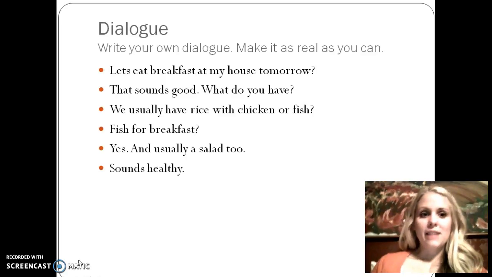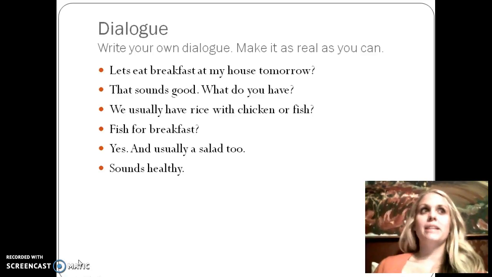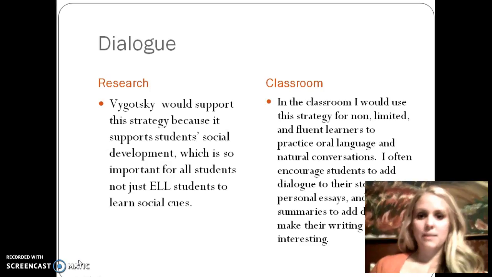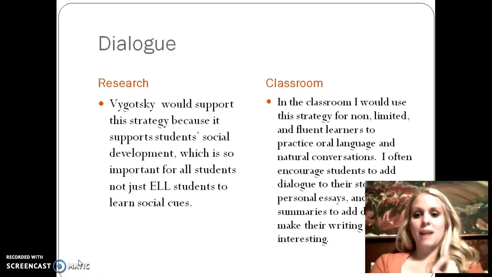The last one that I have is dialogue. Again, this goes along with elaborations, because I'm always trying to get students to add more. Okay, now that you have the frame or the backbone of your story, please add dialogue. Make your story more interesting. So I would use this strategy in the classroom for non-English, limited and fluent learners to practice oral language and natural conversations. I often encourage students to add dialogue to their stories, personal essays, and story summaries to add detail and make their writing more interesting.